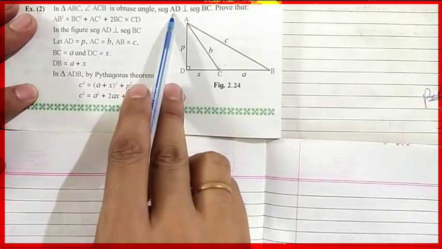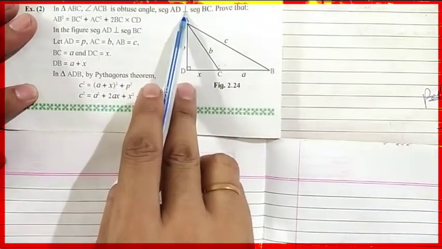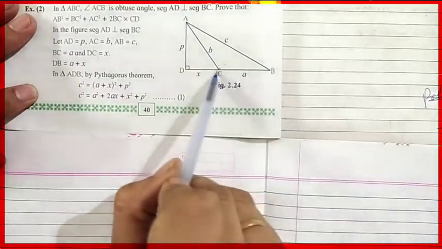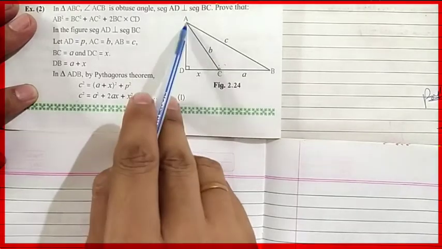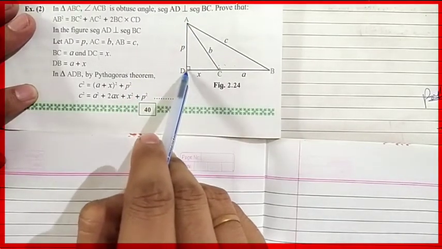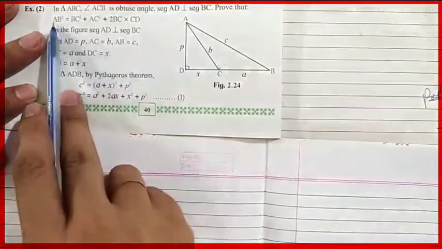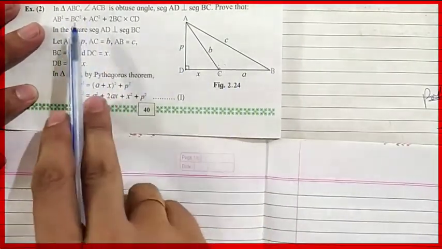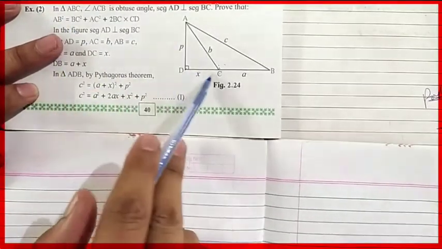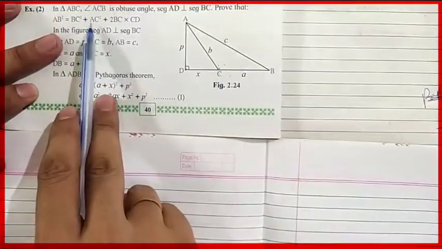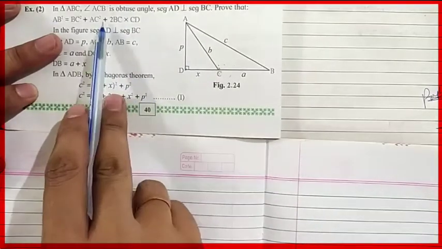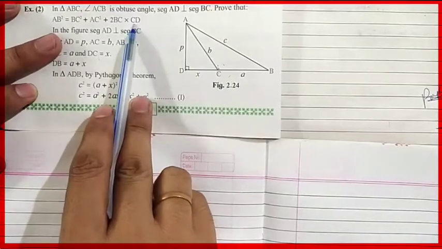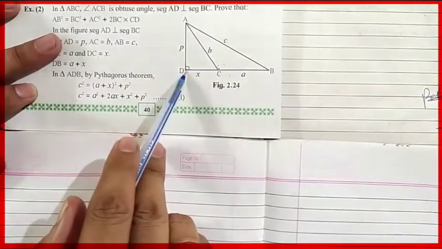Then draw segment AD perpendicular on BC. So BC तो बस इन तक था, तो हमने क्या किया? BC को और थोड़ा आगे तक के ड्रॉ किया और इसके ऊपर हमने AD परपेंडिकुलर ड्रॉ किया. Then we have to prove that AB square equals to BC square plus AC square plus 2BC, twice of BC into CD, that we had to prove.